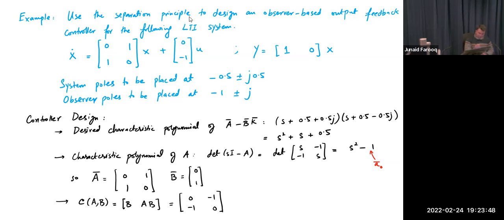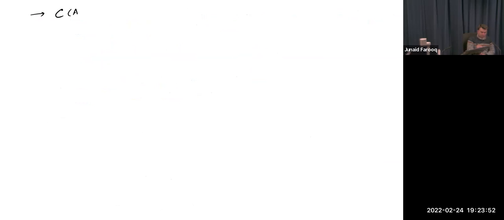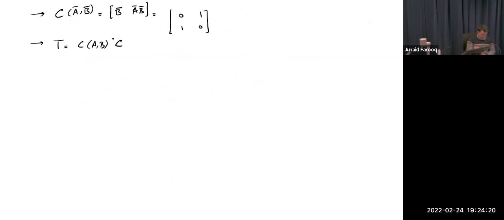After that, we do the controllability of A bar, B bar, which turns out to be B bar, A bar, B bar. And it's again 0, 1, 1, 0. So the transformation matrix that is going to do this canonical conversion is going to be C AB times C A bar B bar inverse, and so essentially it's 0, 1, 1, 0.